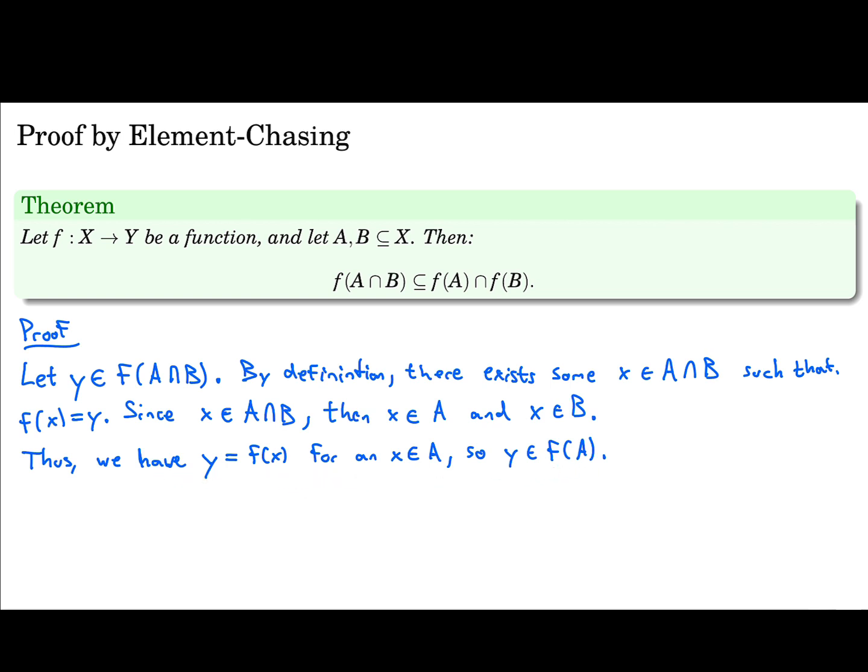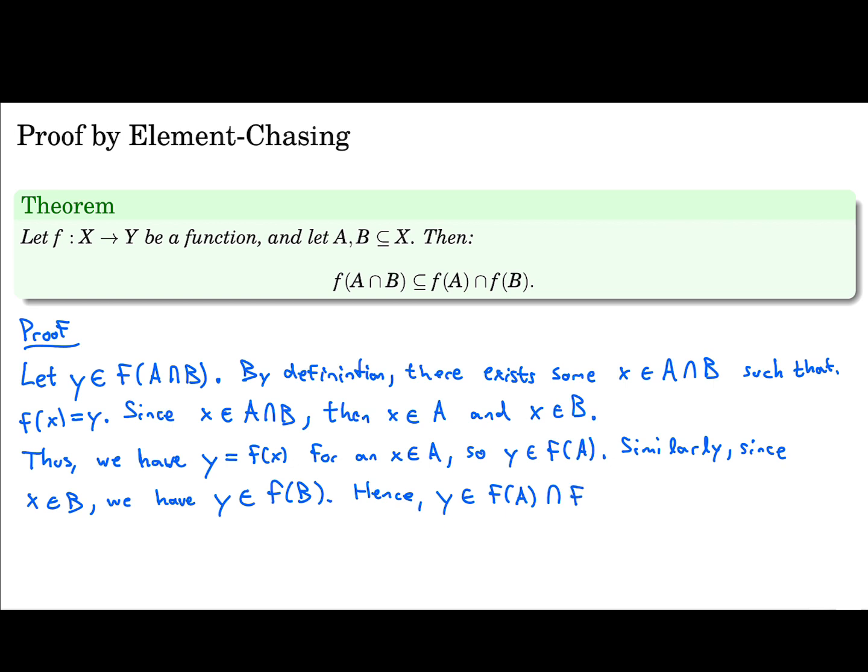Now, this is also going to be true for B, because x also belongs to B. So once again, similarly, since x belongs to B, we have that y must belong to the image of B. But now we know that y belongs to f of A and y belongs to f of B. Hence, y belongs to f of A intersection f of B. And this proves what we want.